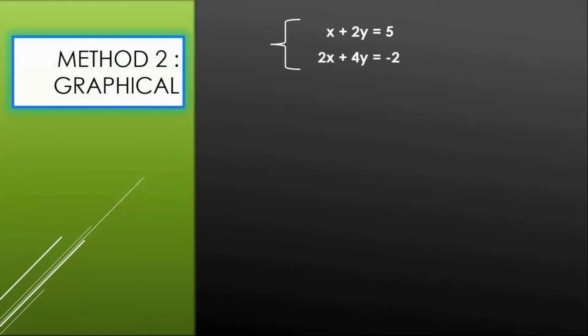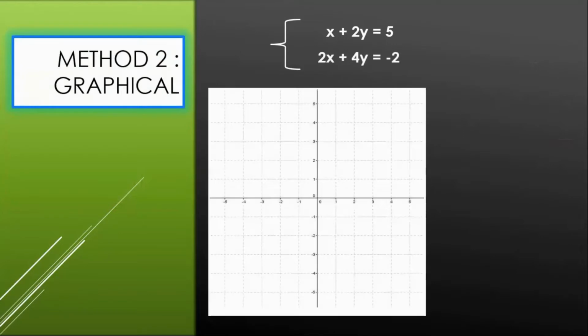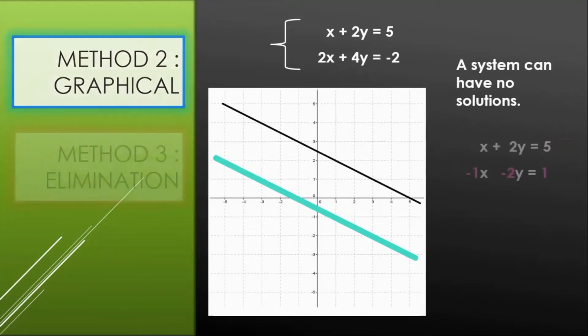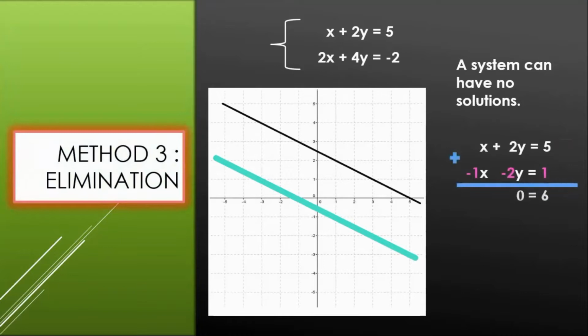One more case to look at. We already know what the graph of x plus 2y equals 5 looks like. Now let's go ahead and graph 2x plus 4y equals -2. They're parallel lines. They have no points of intersection. A system can have no solutions. Again, let's see what this looks like with the elimination method. I get a statement like 0 equals 6. As that is never true, this system has no solutions.